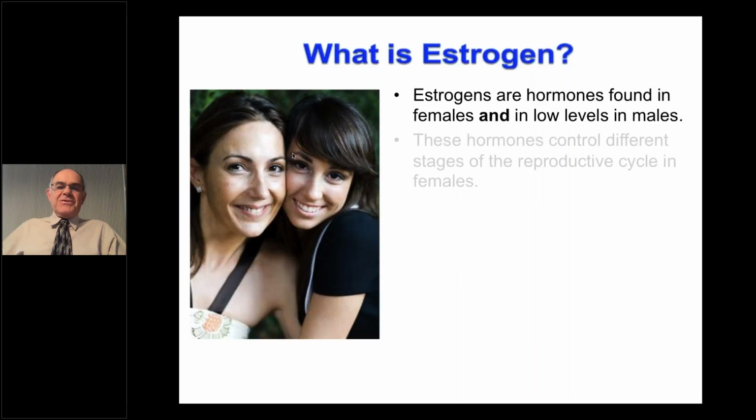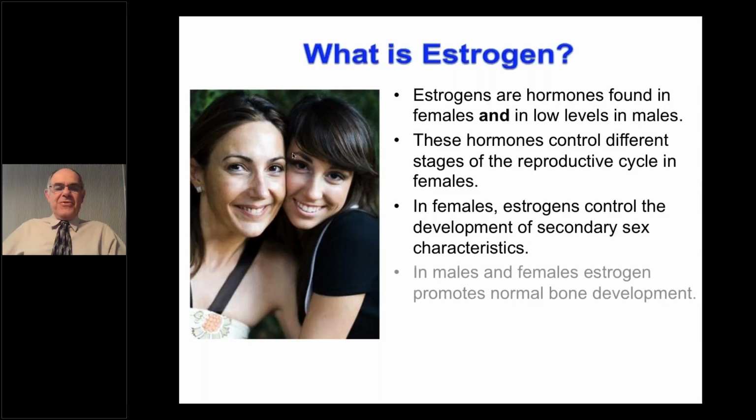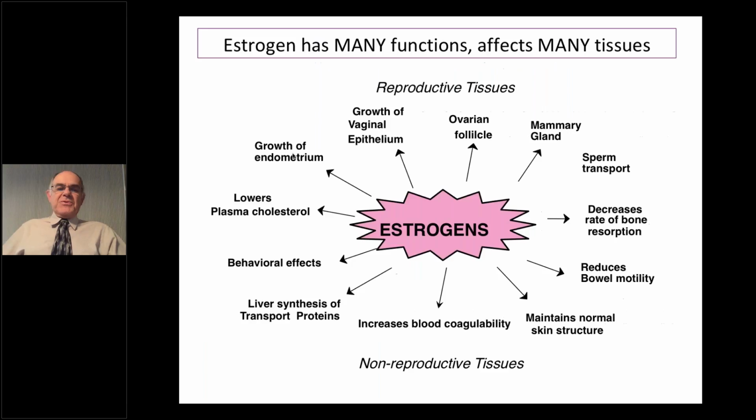Estrogens are the hormones that females mostly have. Believe it or not, men also have them. They're necessary for developing secondary sex characteristics in men and women, and they promote normal bone development. In women, they're produced mostly by the ovaries, which is why women have a lot more than men do. But after menopause, you still need them. You still have sensitive tissues that have that receptor, so the adrenal is supposed to take over. Estrogen has many functions, and it affects many tissues.